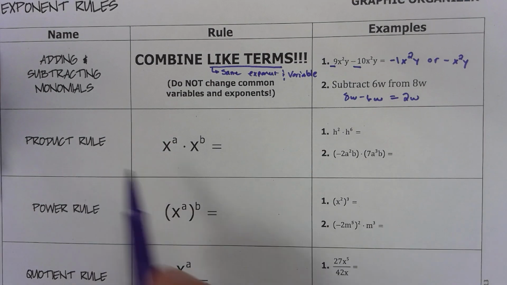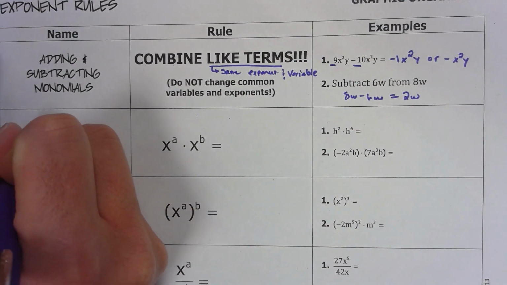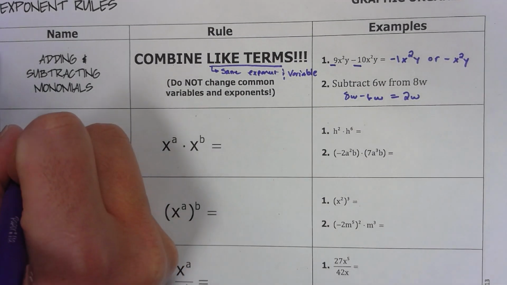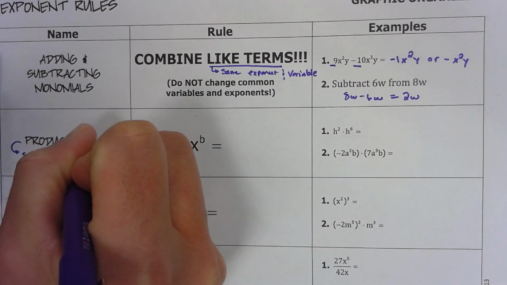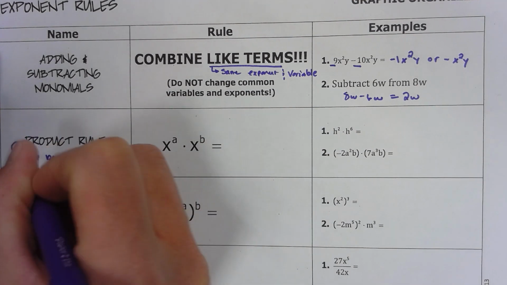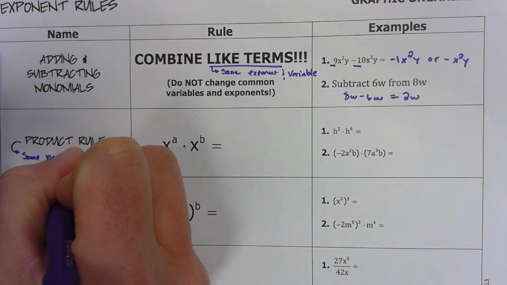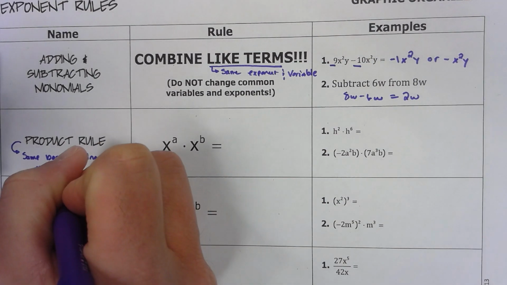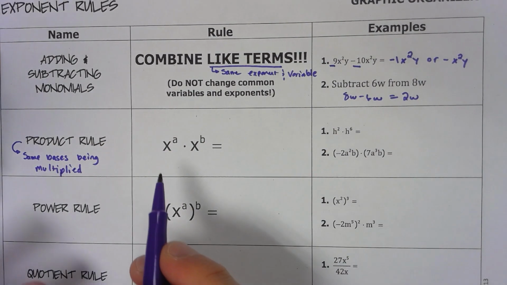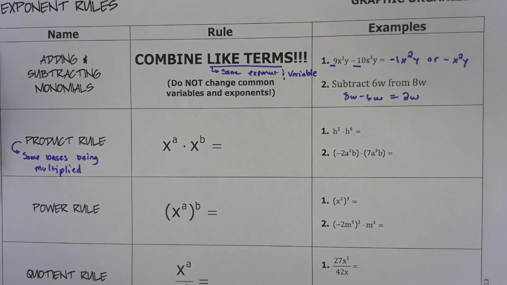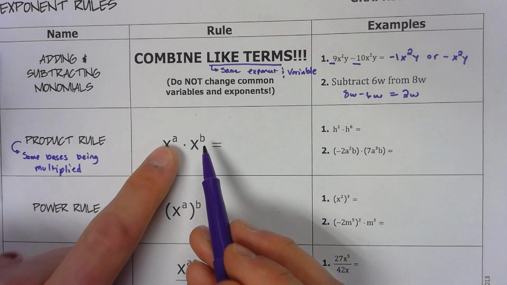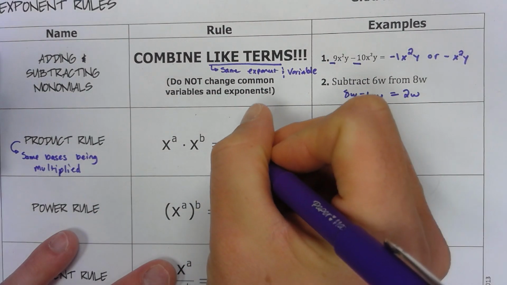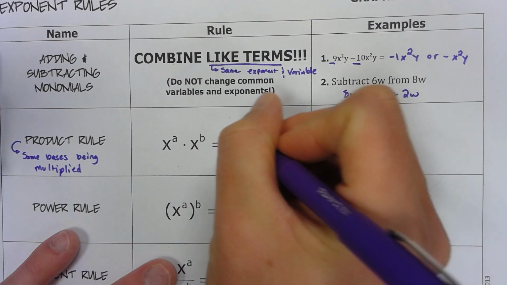So the first name, and the naming doesn't really matter. You might also hear this as, let's kind of add some words to it. So when I say product rule, these are the same bases being multiplied. And this rule only applies if those bases are the same. So like if I have x to the power of a times x to the power of b, the base is x, exponents of a and b, we're going to add those. So we add the exponents.